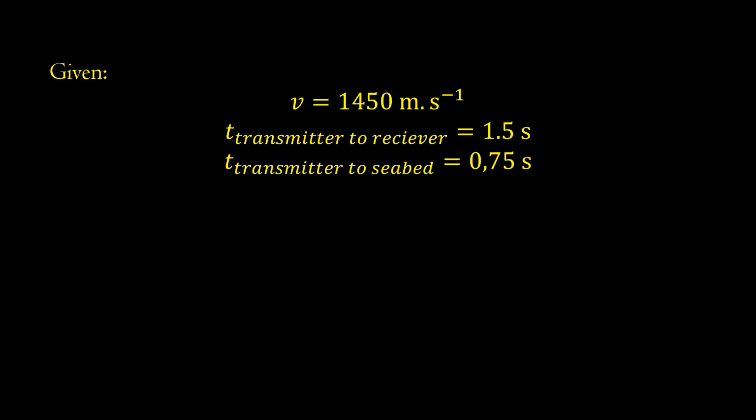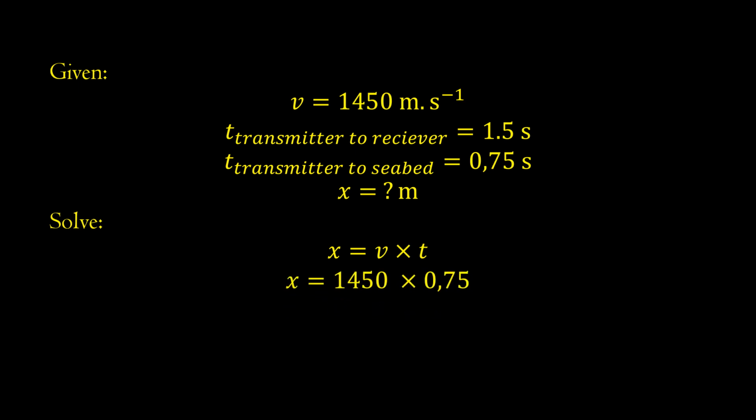Using this information, we need to find the distance x from the ship's transmitter to the seabed, which will tell us how deep the ocean is at that point. So to solve, we use the relation: the distance x equals the speed v multiplied by the time t.